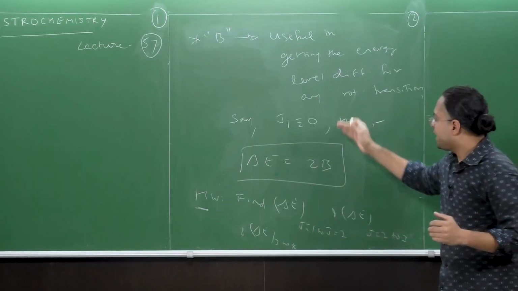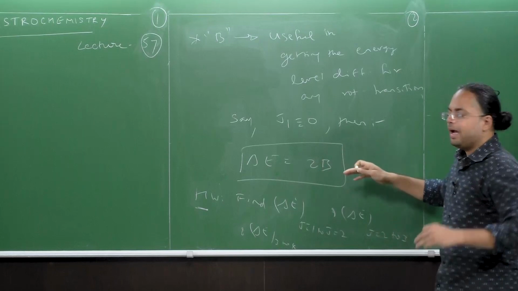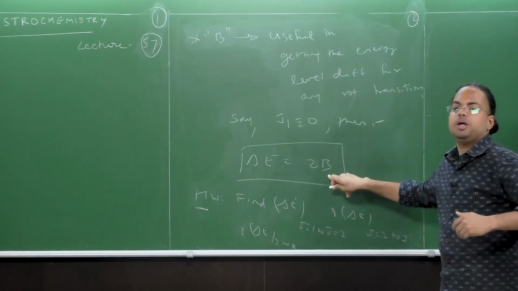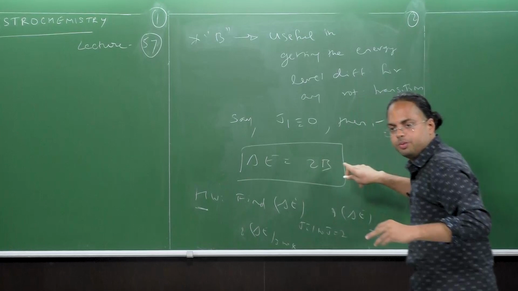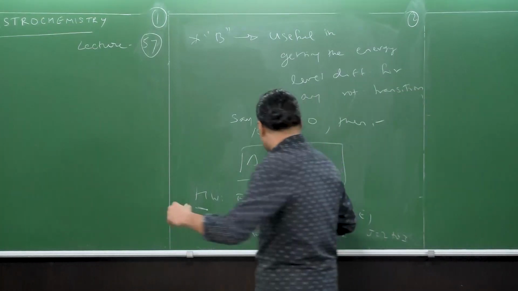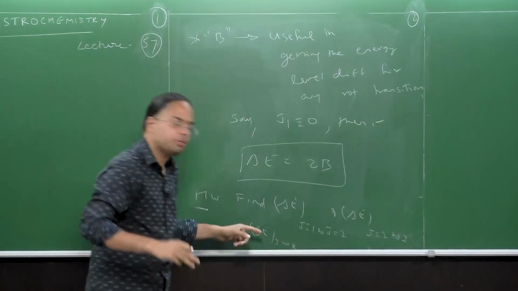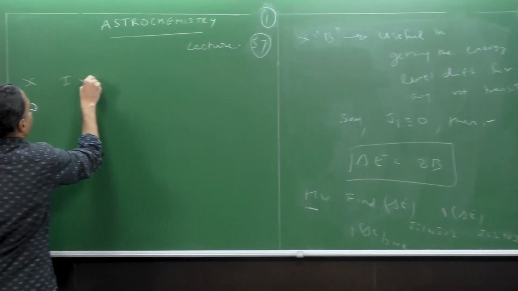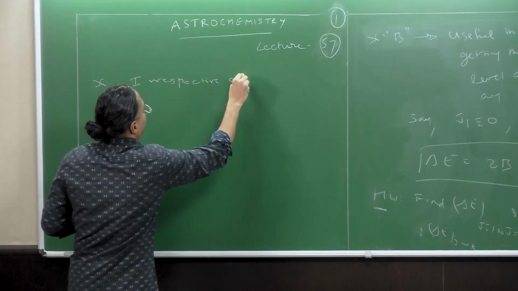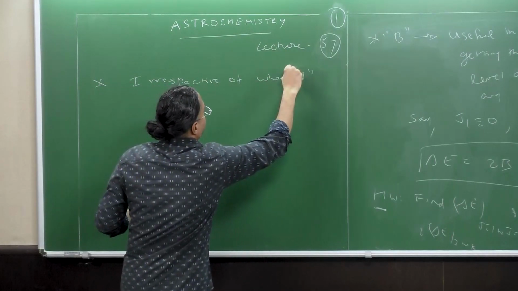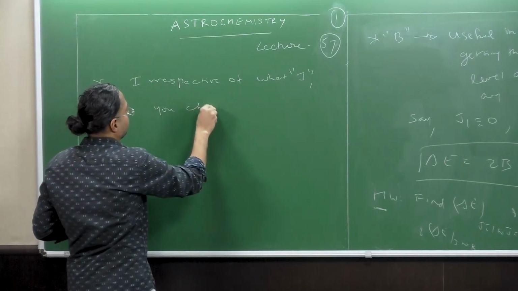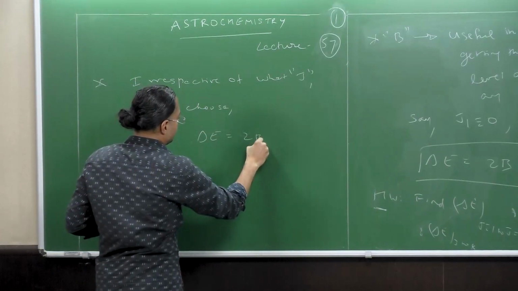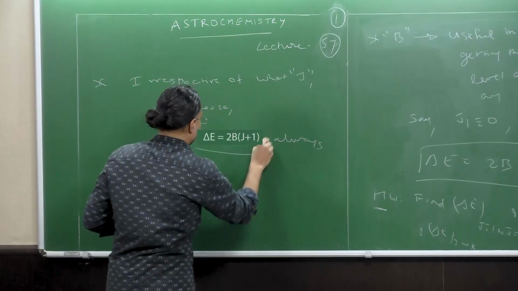In the last class, I ended by telling you that the energy difference between any two levels is given by this expression, 2B. We had explicitly shown it for J equals 0 to J equals 1. Now I had asked you as a homework to work out delta E between J equals 1 to 2, 2 to 3, and 3 to 4. What did you find the answer to be? Well, irrespective of what J you choose, delta E is 2B always.